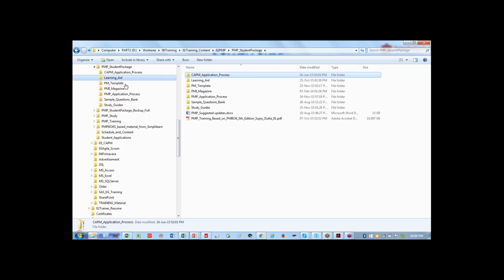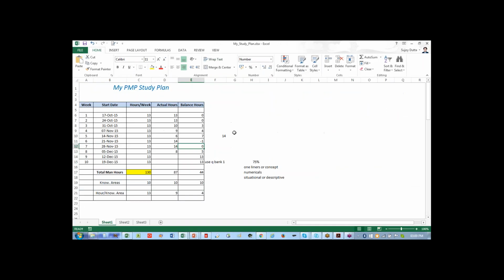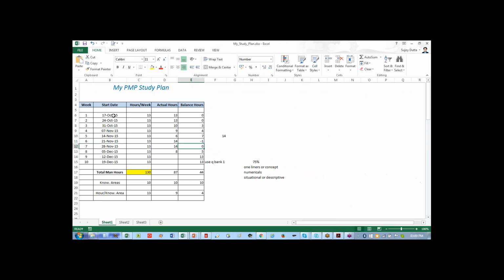The first folder you should start with is the learning aid. In the learning aid, the first file to start with is my study plan. The study plan works like this. Suppose today you are on the 25th of November. I would suggest you take this week to wind up your professional and personal things. You start your study plan from, say, Monday, the 30th of November. So you change the start date and make it 30th of November. It would come up like this. Now this is 1 week.